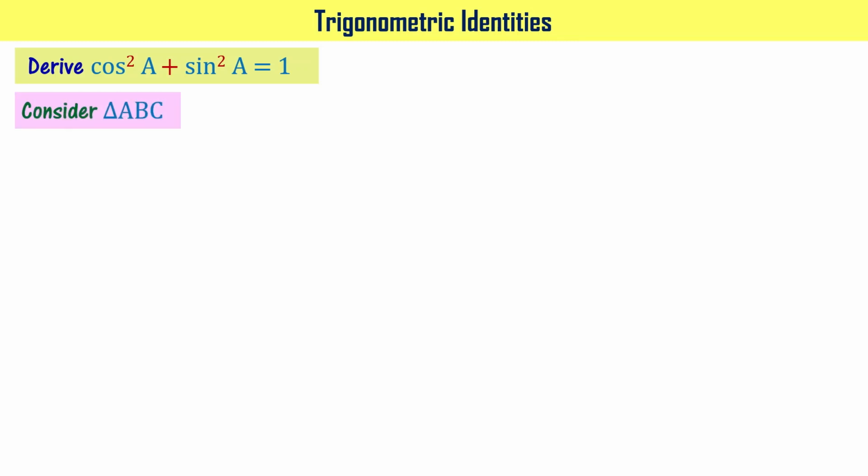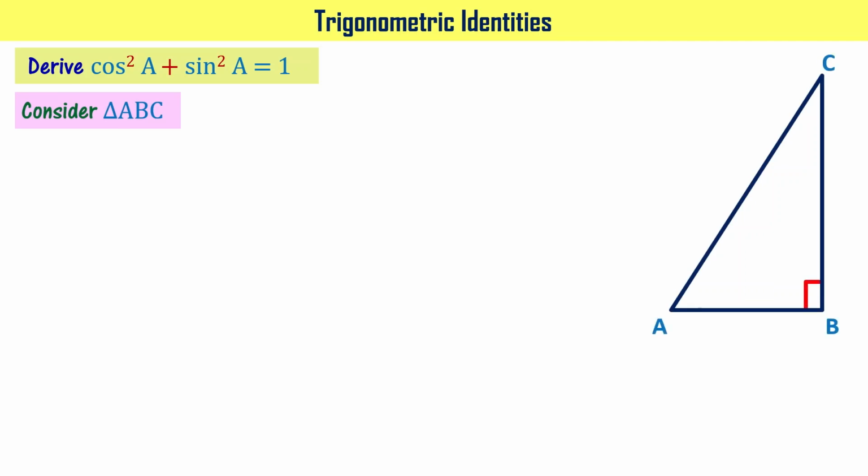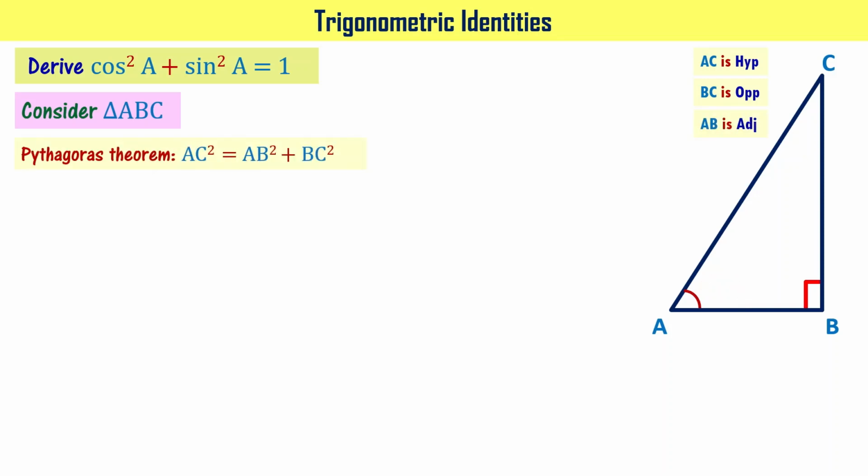Let us consider triangle ABC as shown in the figure. AC is hypotenuse. For angle A, BC is the opposite side, and for angle A, AB is the adjacent side, right? Now, as per the Pythagoras theorem, AC square is equal to AB square plus BC square, right?